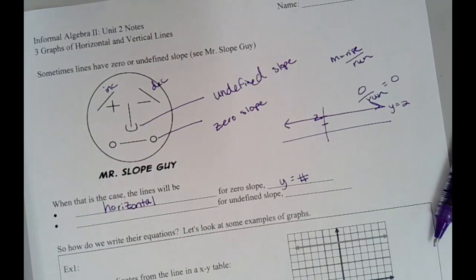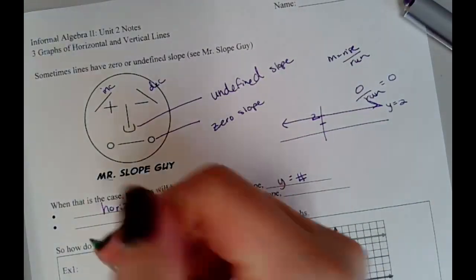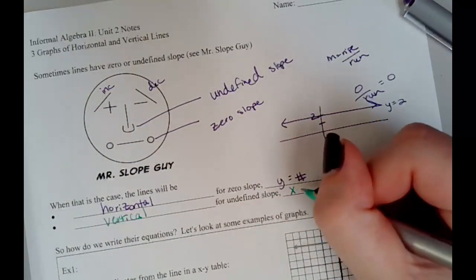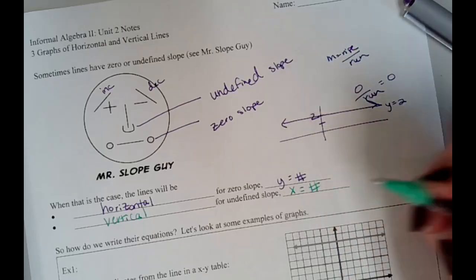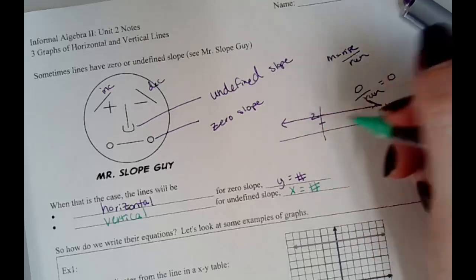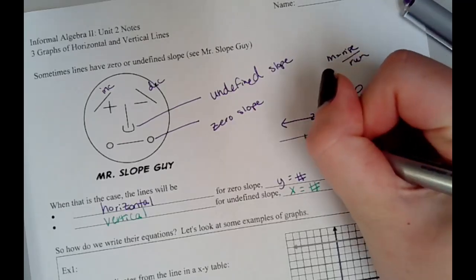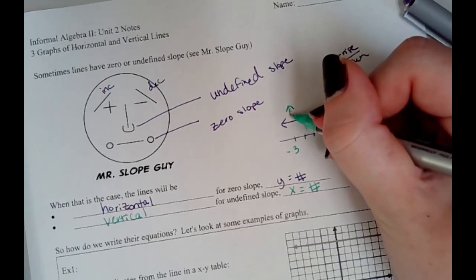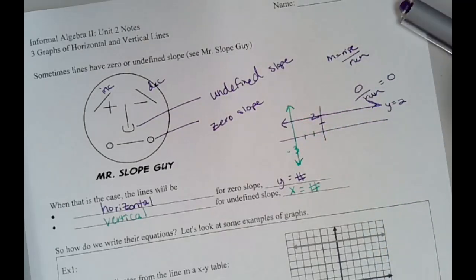If we take a look at a vertical line, so I'll switch colors here for this one. If I have a vertical line, we let that be equation x equals a number. And this time we're going to have an undefined slope. So let's talk about that. Let's say at -3, I have a vertical line like this.